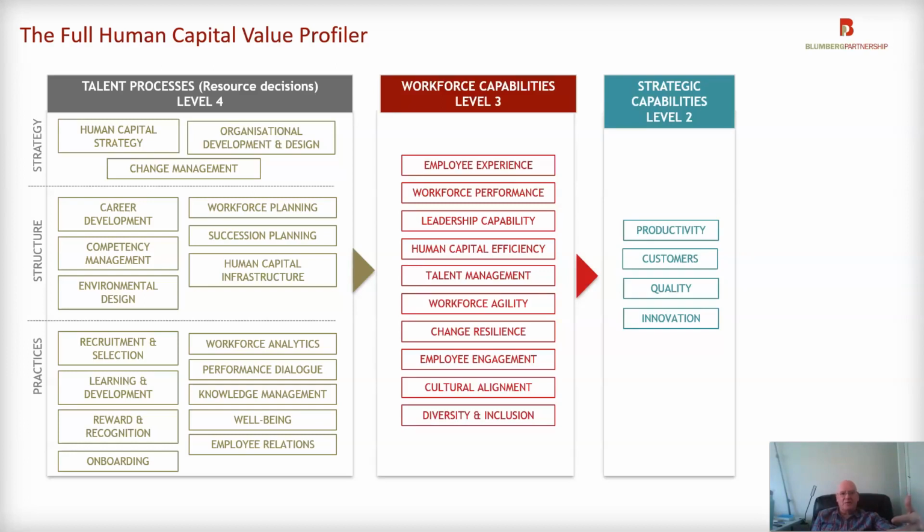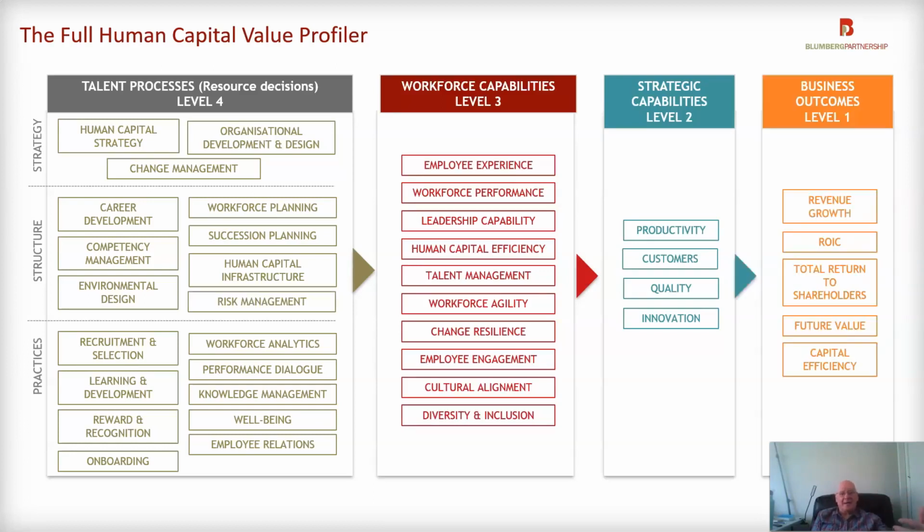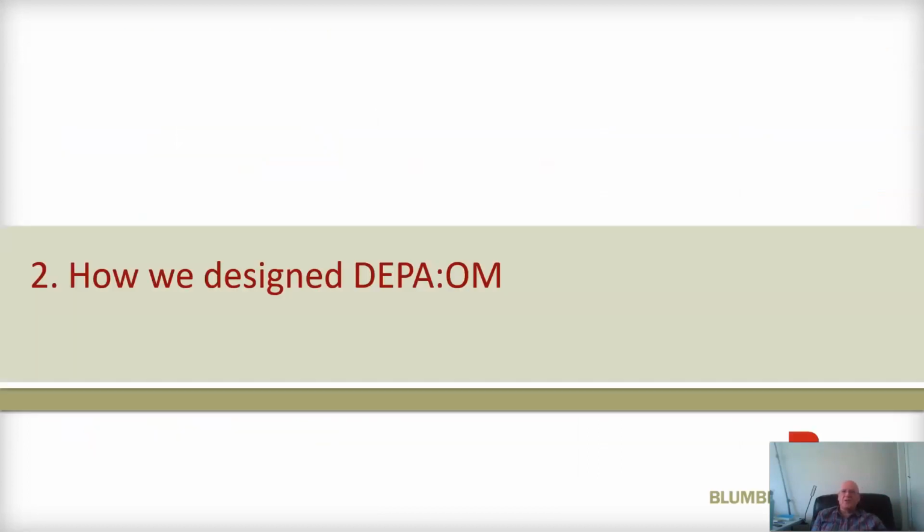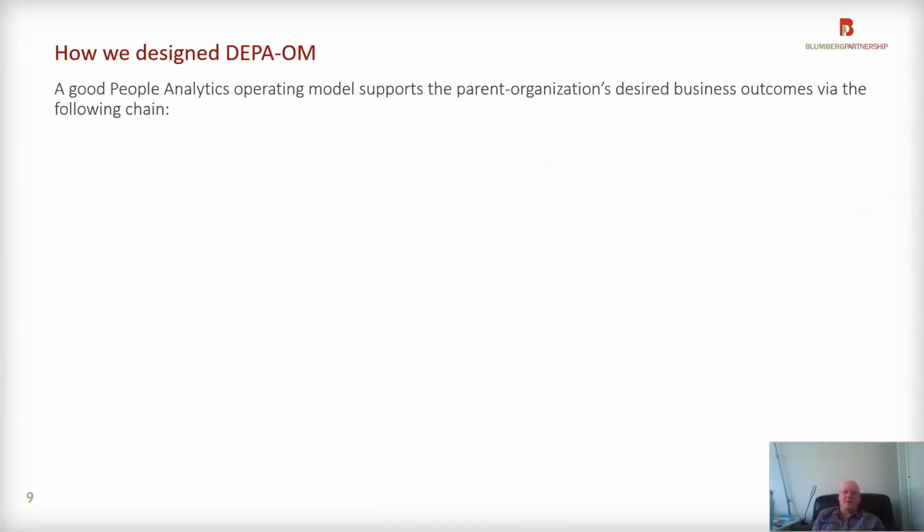That in turn gives you the innovation you need at the strategic capability level, and that gives you the revenue outcome that you're looking for. So that's how people analytics should be addressing problems. So how did we design Deeper Oem? Well, here is strategic people analytics in a box, and you are very welcome to use these ideas in your own organization if you find that they're useful for you.